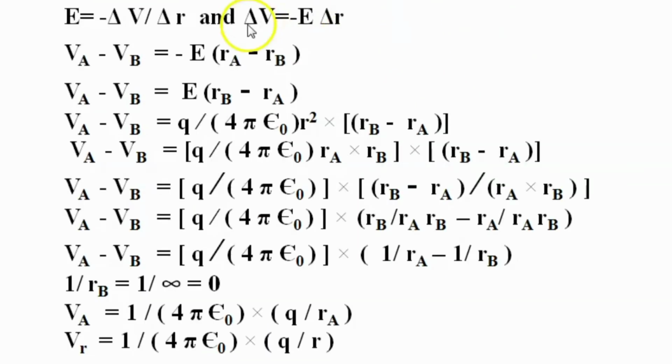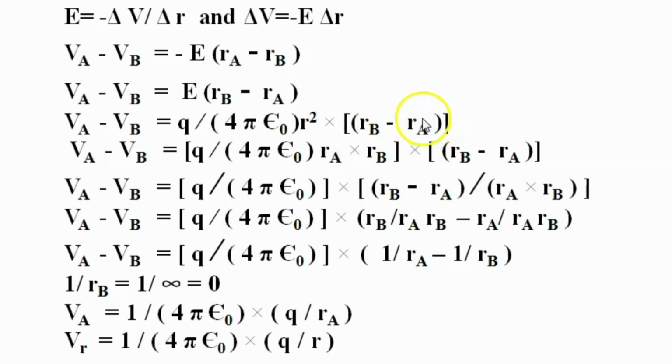Now in that situation, delta V, which is equal to VA minus VB, which is equal to minus electric field intensity times RA minus RB. Now multiply this minus, it will become VA minus VB is equal to E times RB minus RA. Now put the value of electric field intensity. So it will become VA minus VB is equal to Q upon 4 pi epsilon naught R square multiplied by RB minus RA.